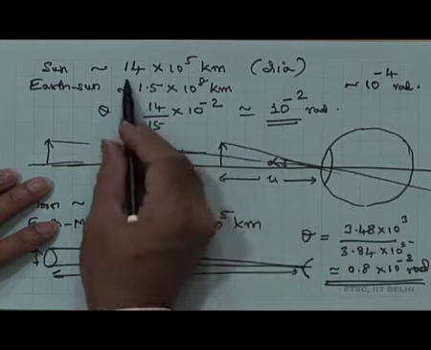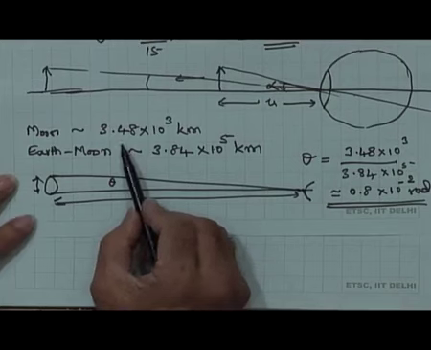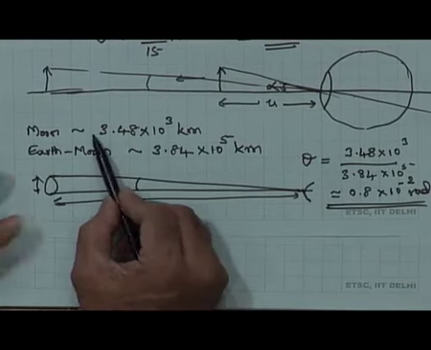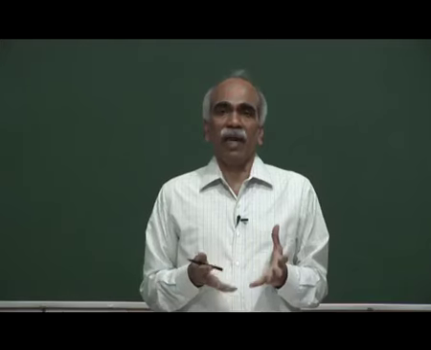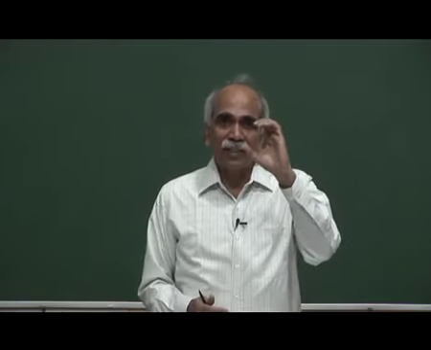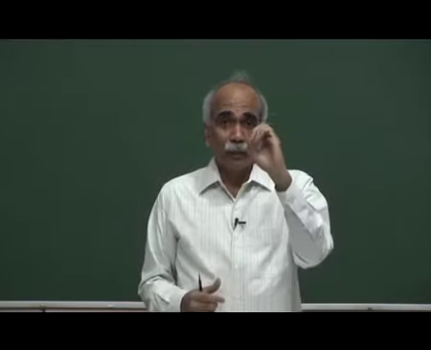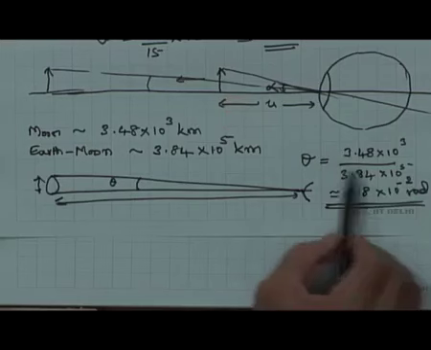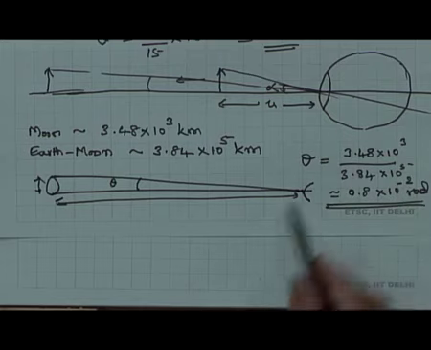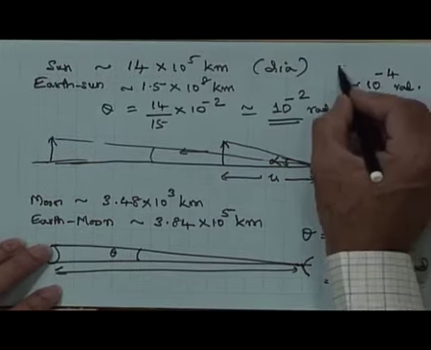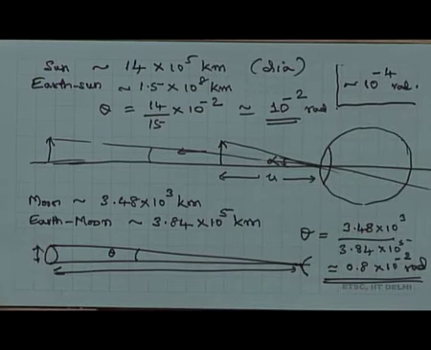For example, if the Moon were 1/10 of the size in diameter, even then we could have seen the Moon, because we can see it quite big and clear. If it reduces to 1/10, this theta will come down to 10 power minus 3 radians. The human eye can have an angular resolution of the order of 10 power minus 4 radians.